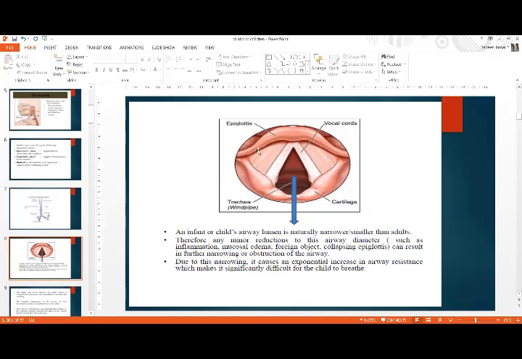As in this figure, you can see this is the epiglottis, these are the vocal cords, this is the trachea or the windpipe, and this is the arytenoid cartilage. Due to this narrowing, there is an exponential increase in air resistance, which makes it difficult for the child to breathe, and hence stridor is audible.